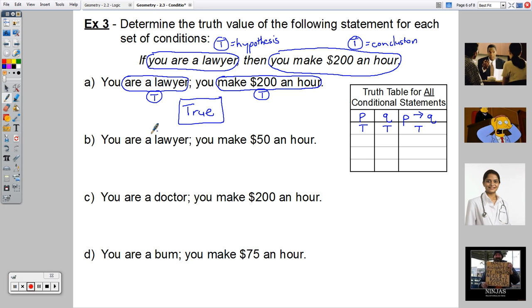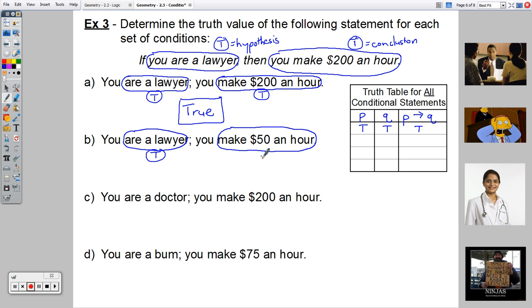Part B, you are a lawyer. Okay. So it looks like we have a matching hypothesis again, so that would be true. And then, you don't make $200 an hour, which might sound crazy, but a lot of lawyers, they make that. That's what they'll charge. A good lawyer, like this guy, instead of Mr. I think this is Lionel Hutz from The Simpsons, something like that. Not the best lawyer. He might not charge as much because of that.